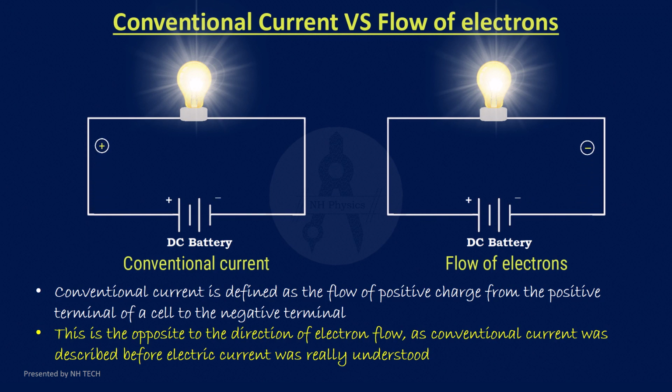But instead of redefining everything, scientists introduced the concept of conventional current, a flow that behaves as if positive charges were moving from positive to negative. This convention is still followed today because it simplifies analysis and calculations. Actually, the flow of positive charge has the same effect as the flow of electrons.